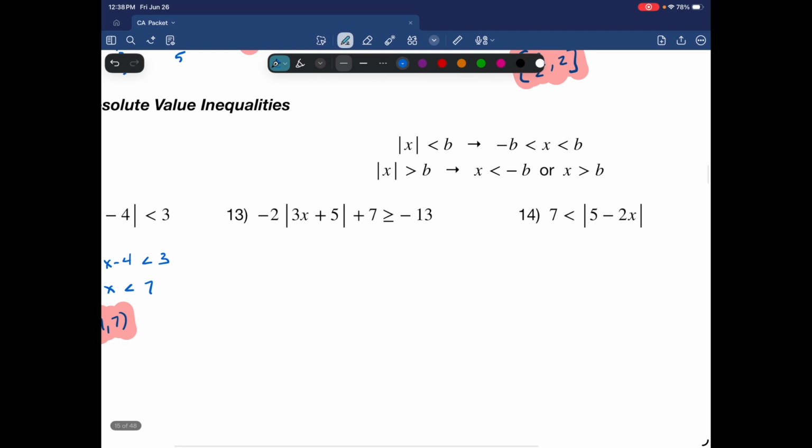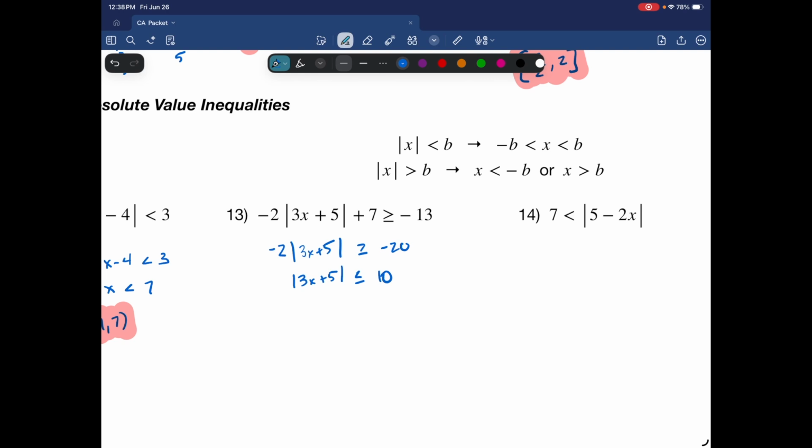On 13, I need to get the absolute value by itself before I know which one I'm applying. I got 3x plus 5 greater than or equal to... subtract 7, that's going to be negative 20. Dividing by negative 2, so it's going to be the absolute value of 3x plus 5 less than or equal to 10. And this is why we get the absolute value by itself first, because sometimes when solving these things, the sign changes. But once it's by itself, the changing is over.